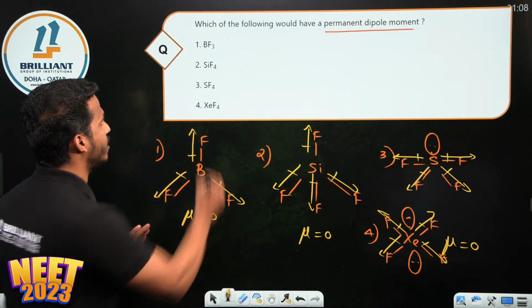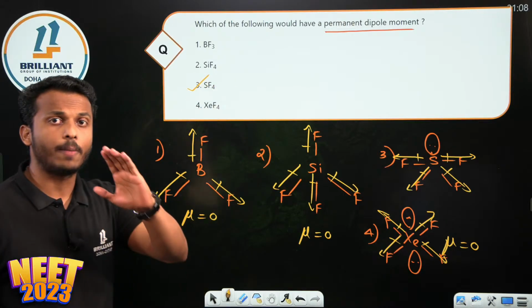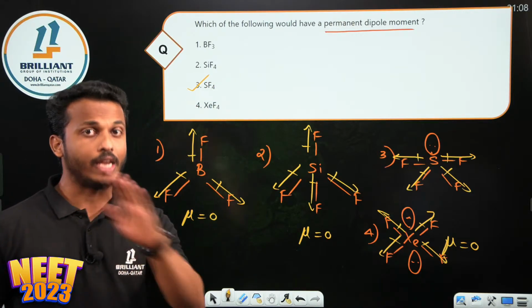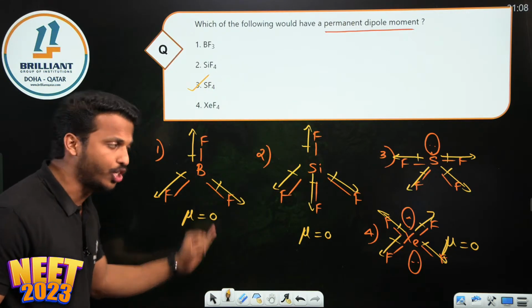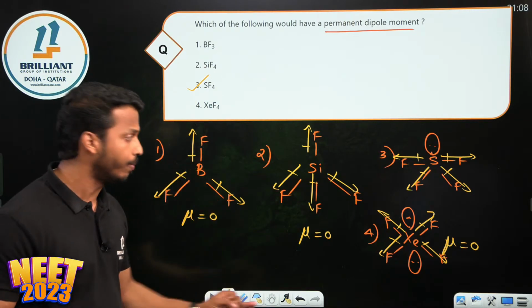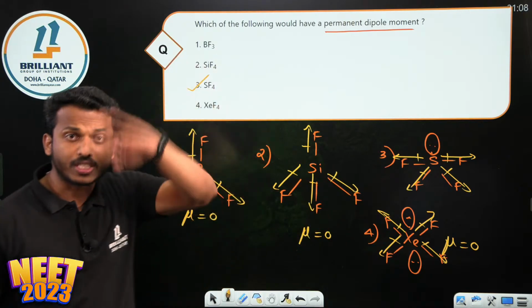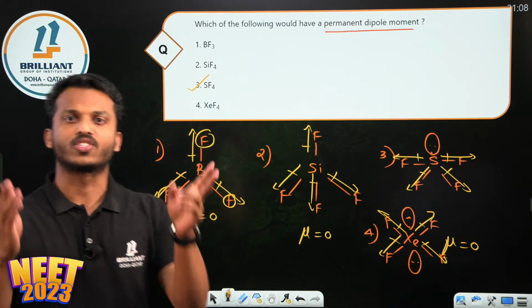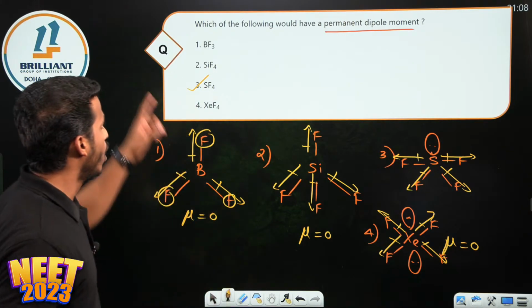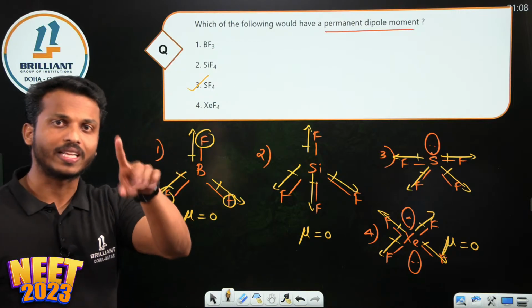So dear all, which is the answer? Yes, SF4, where the dipole moments are not all cancelling each other. In the case of trigonal planar shape, tetrahedral shape, and square planar shape, if the surrounding elements are all the same, their dipole moments cancel each other. So the answer is option 3, SF4. That's the correct answer.